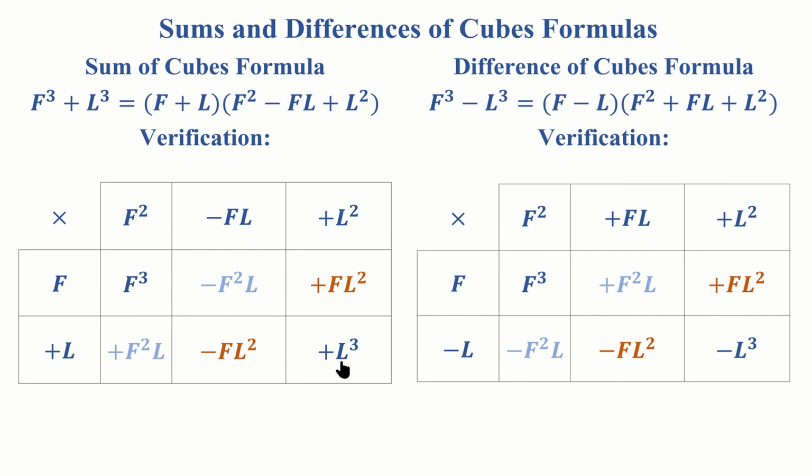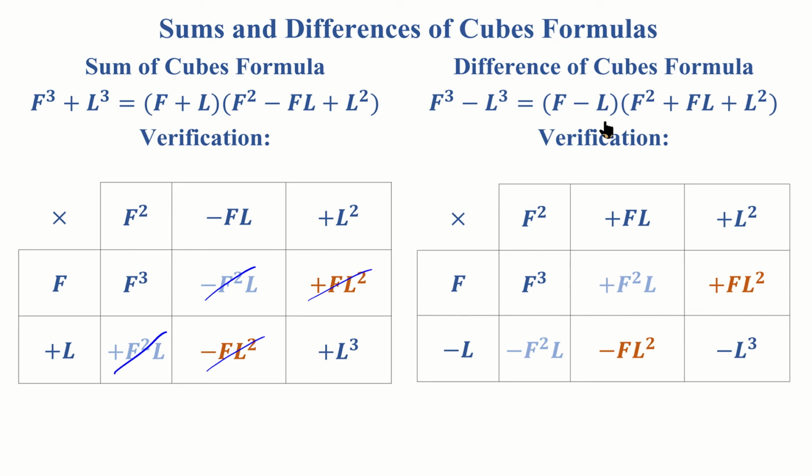So notice the fact that the two terms in blue are like terms and opposites, so they cancel out. The two terms in red are like terms and opposites as well, so they cancel out too. Then you're left with f cubed plus L cubed.